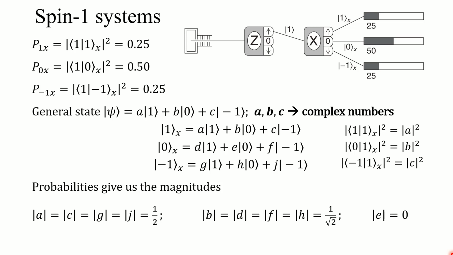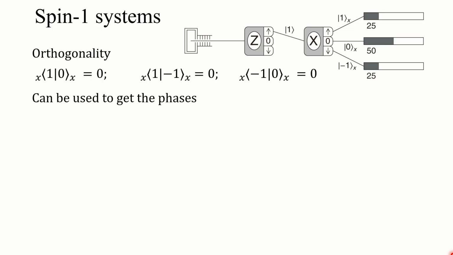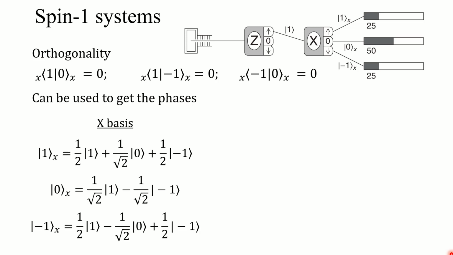But what about the phases? All right, well, to get the phases, we have to use something else, and it turns out we can use orthogonality, right? We know that the eigenkets coming out of this S_x analyzer are going to be orthogonal to each other. They form an orthonormal set of vectors. So if I look at any of them taken with the inner product with the others, they're going to be 0. And I can use that information to solve for the phases of these basis kets.